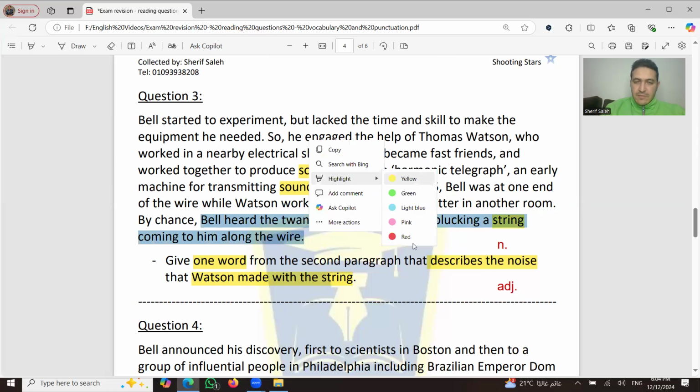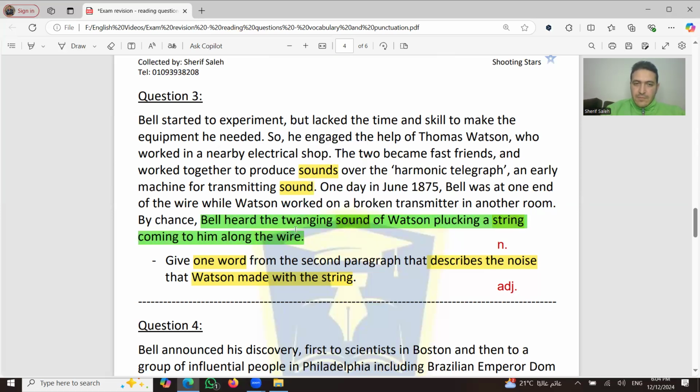In this case, the word that describes the noise is the twanging sound. So the noise here is the sound, and this sound was twanging. So the answer here should be twanging. So give one word from the second paragraph that describes the noise that Watson made with the string. Okay.